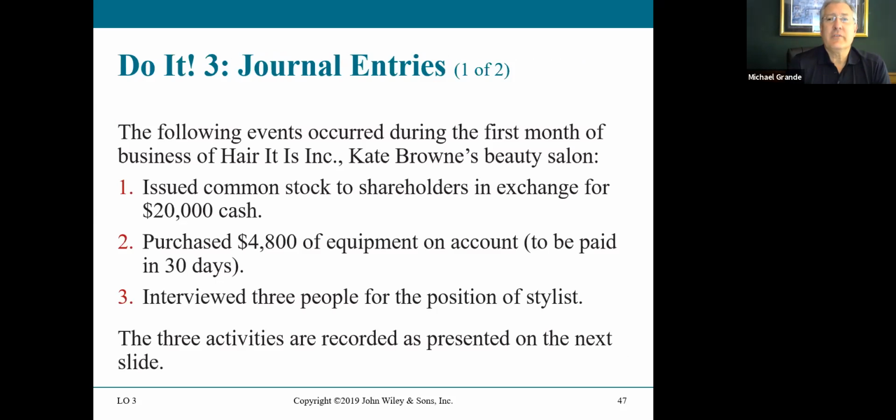The following events occurred during the first month of business of Hair It Is, Inc., Kate Brown's Beauty Salon. Issued common stock to shareholders in exchange for $20,000 cash. Purchased $4,800 of equipment on account to be paid in 30 days. Interviewed 3 people for the position of stylist. The 3 activities are recorded as presented on the next slide.